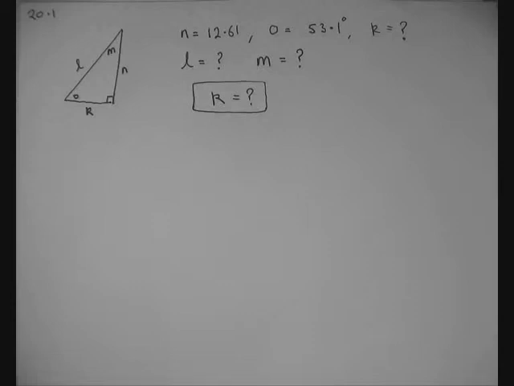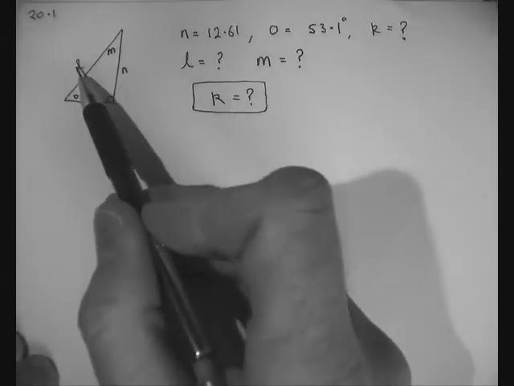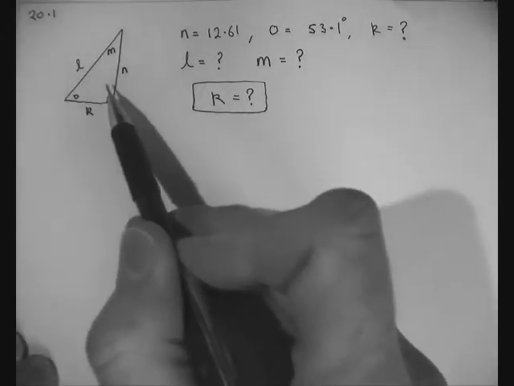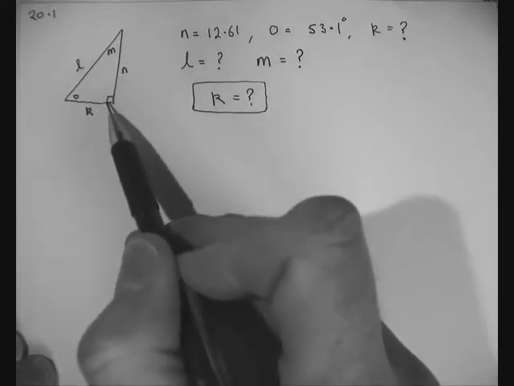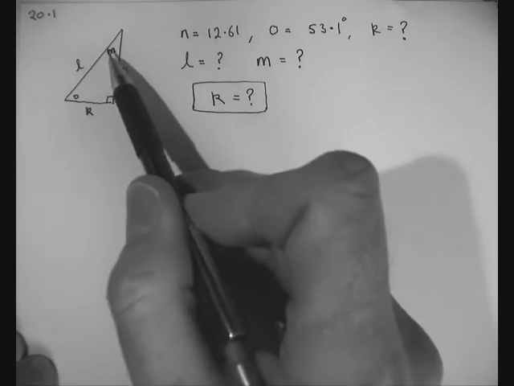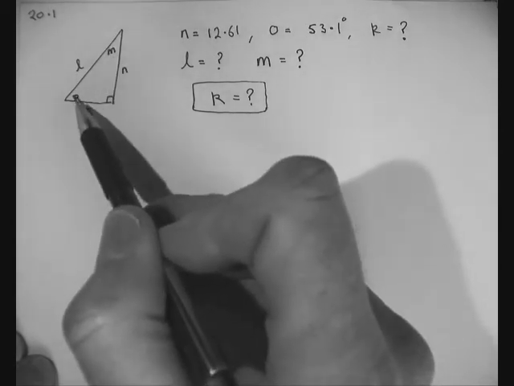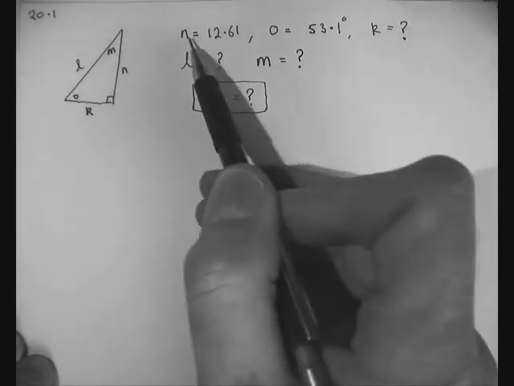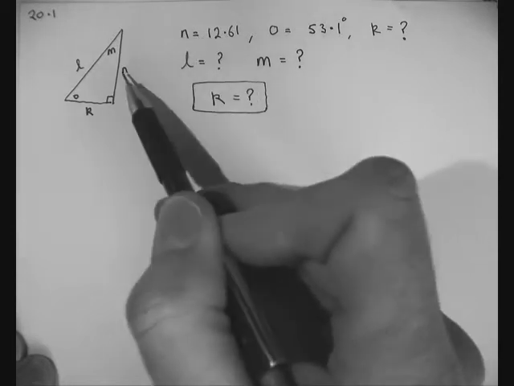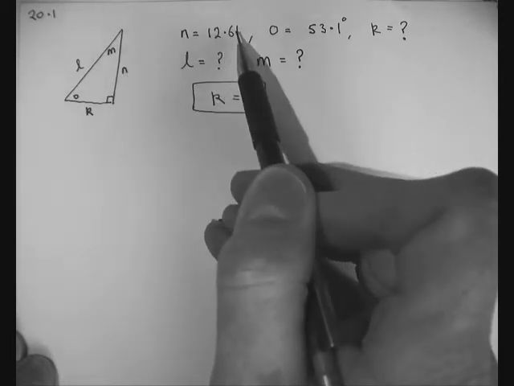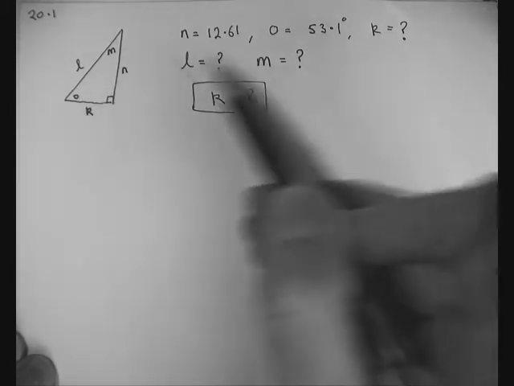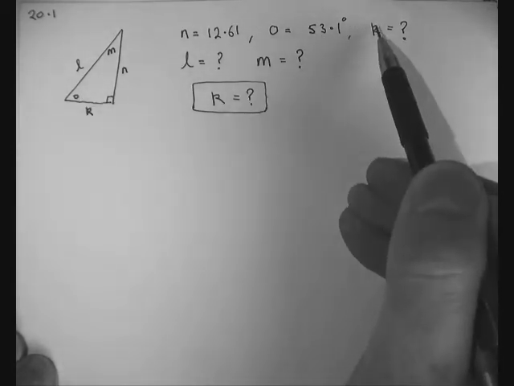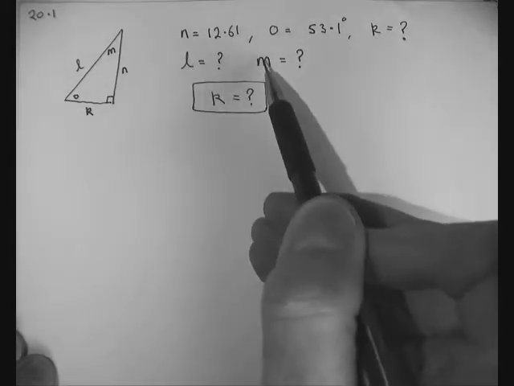This is part of problem 20. Given a right-angled triangle of hypotenuse L, other two sides N, K, right-angled triangle, and the other two angles are O and M. We have the dimensions. N is 12.61 units. O is 53.1 degrees. We have to find K, L, and M.